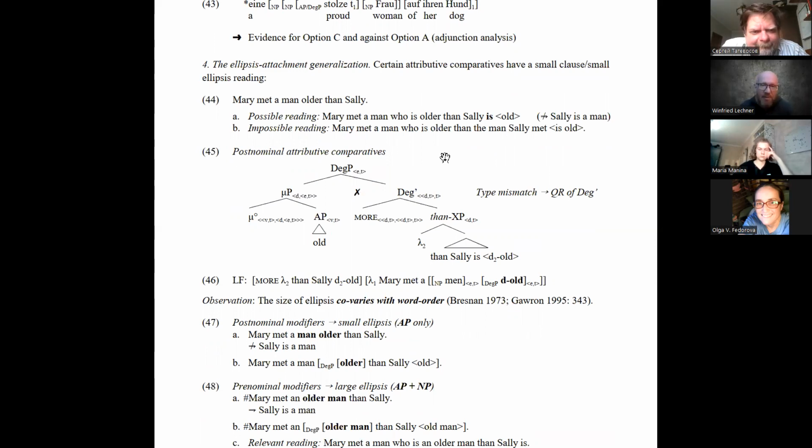Mary met a man older than Sally. That means something like Mary met a man that was older than Sally was old, or is old. What can it not mean? What it cannot mean is Mary met a man older than the man that Sally met. So it can mean something where there's a small amount of ellipsis, but it cannot mean something which has a lot of ellipsis in there. Mary met a man older than Sally means Mary met a man older than Sally is old. And that's the only option here.